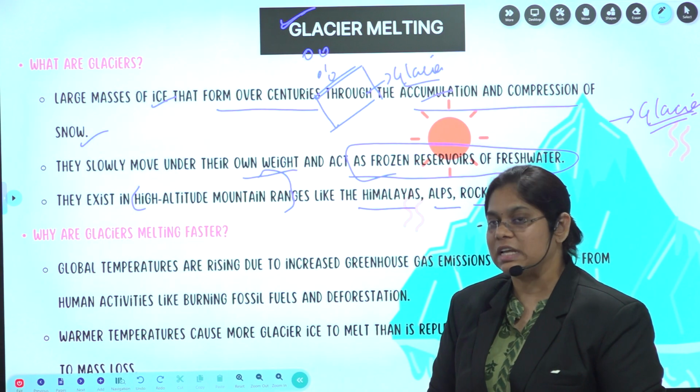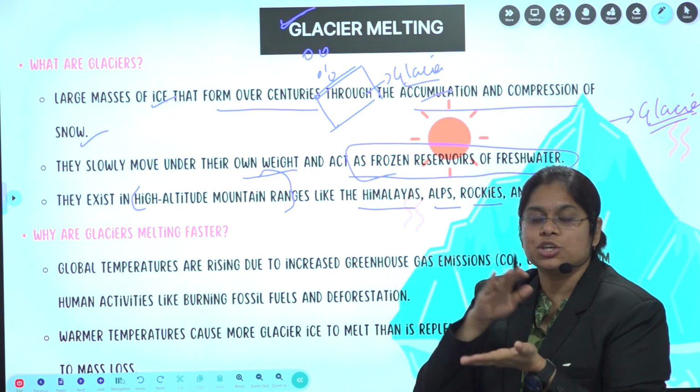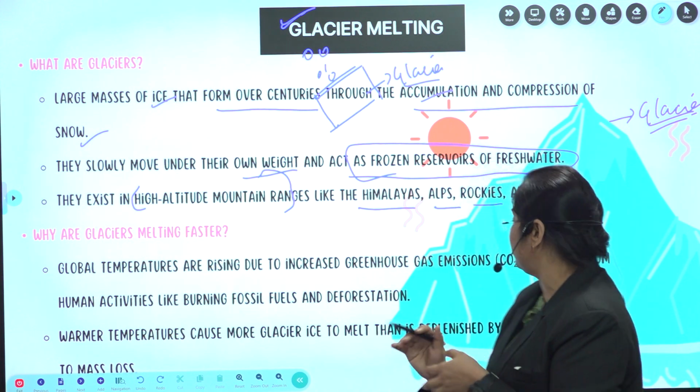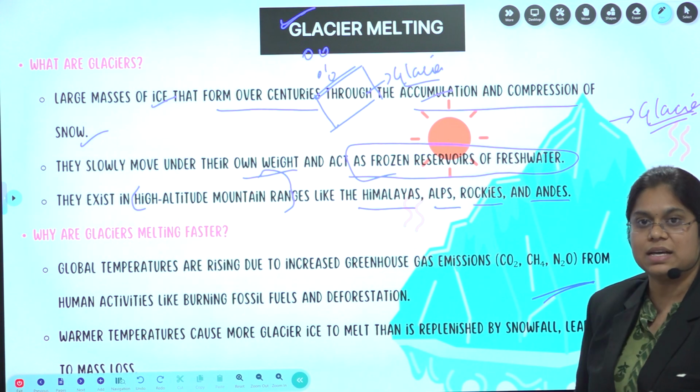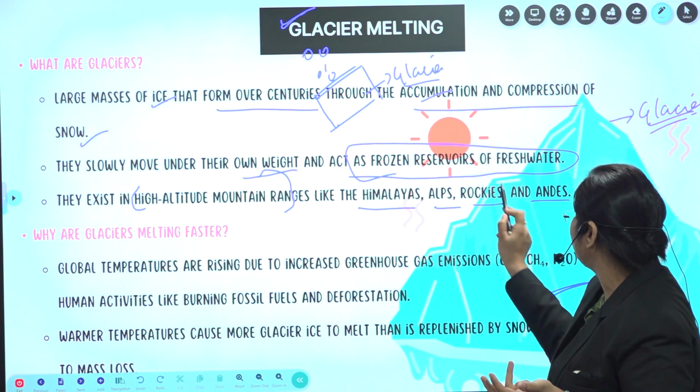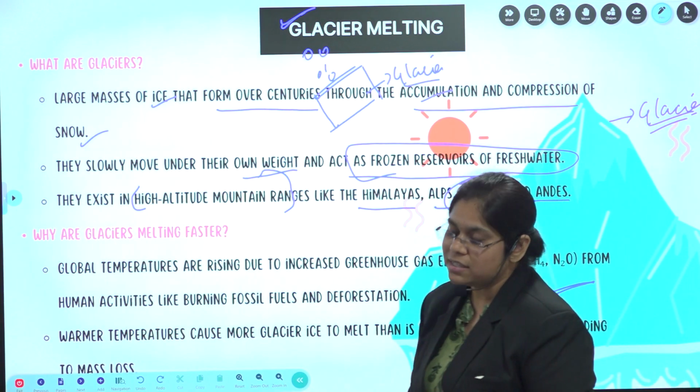Is that clear? What are glaciers here? Simply nothing but the accumulation of snow, and they are forming our glaciers. They are found in the Himalayas, Alps, Andes and Rocky Mountains. Now, why are these glaciers melting?